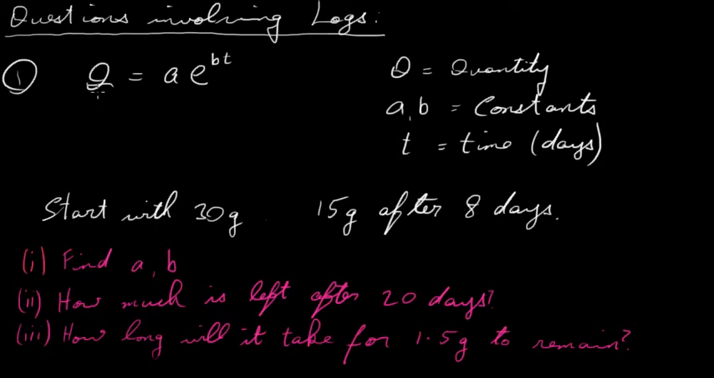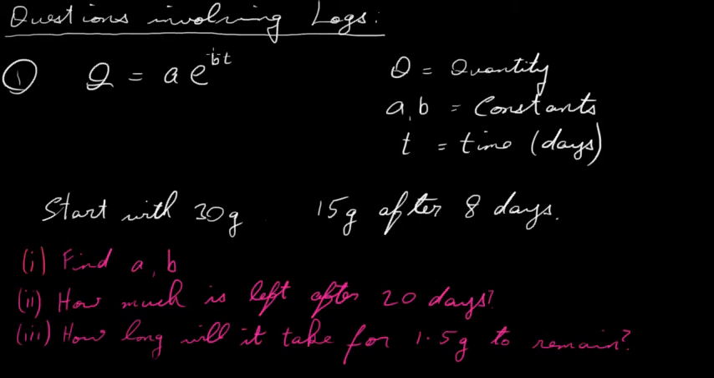So what's the quantity then at any particular time? T is our time in days, and A and B are both constants, which we're going to work out in part 1. The other bit of information that we're going to be given is that we're going to start with 30 grams, and also that after 8 days we're going to only have 15 grams left because the material is decaying over time. So our first question here involves finding A and B.